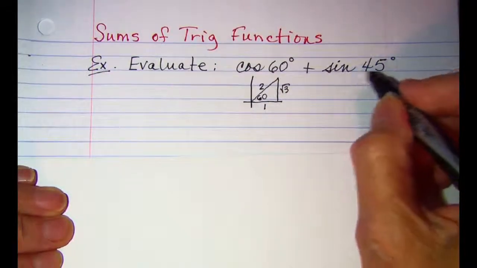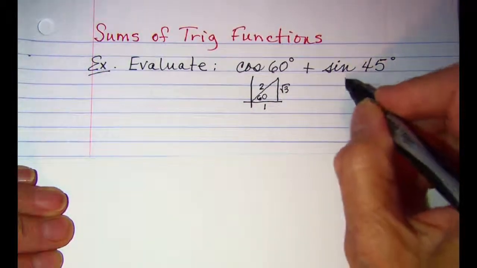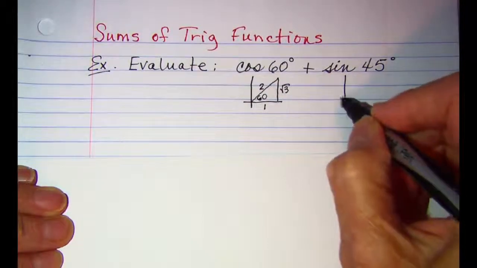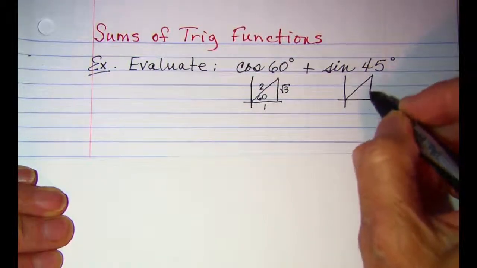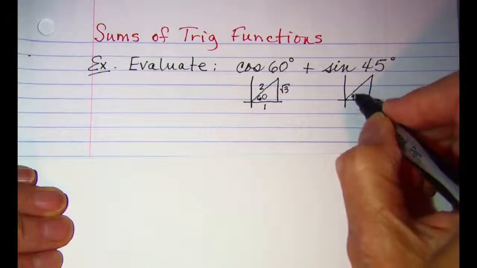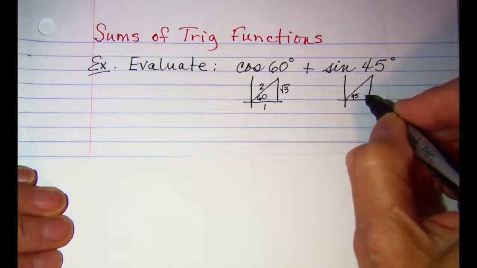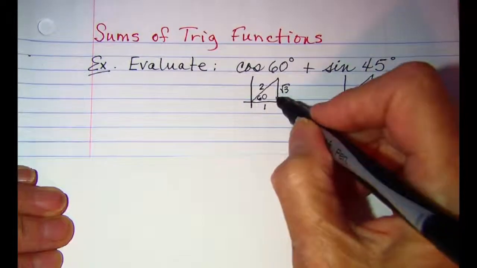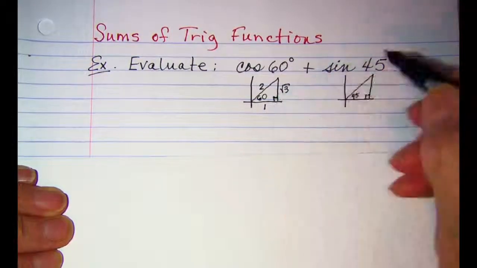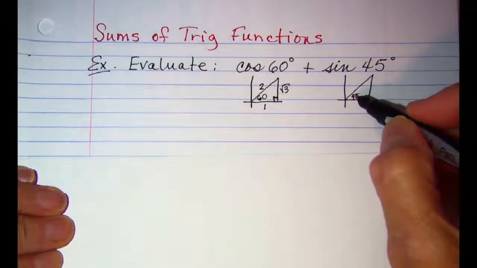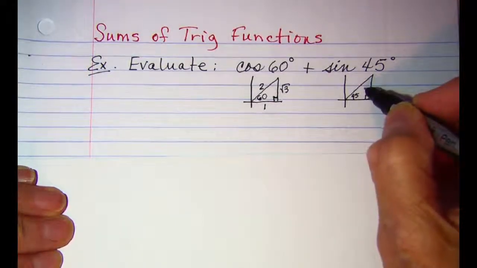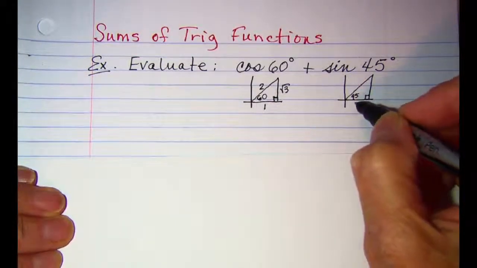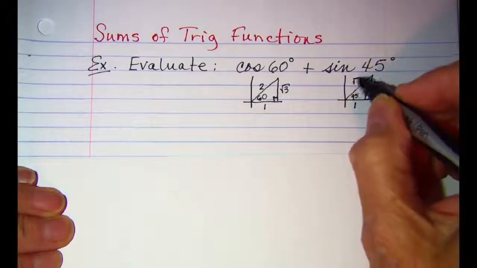For this part of the problem, we'll need a reference triangle which shows a 45-degree angle. And we know that this should be a right angle here also. If one of the acute angles is 45, the other one is also 45. And so this triangle is 1, 1, root 2.